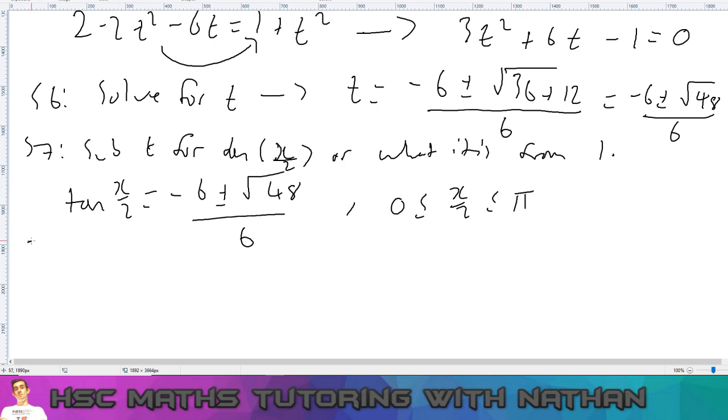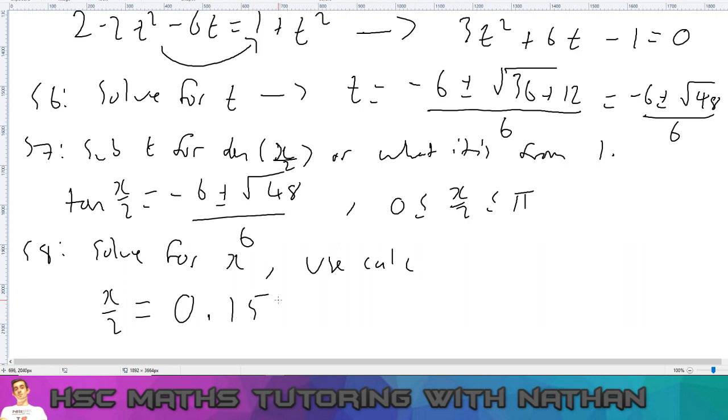So now the last step, solve for x. And we can just use a calculator to do this. There's going to be 2 equations here. We're going to do the plus and the minus. So we do the plus, I'm just going to get the calculator here, tan inverse of negative 6 plus square root 48 over 6. So we get 0.153 to 3 decimal places.